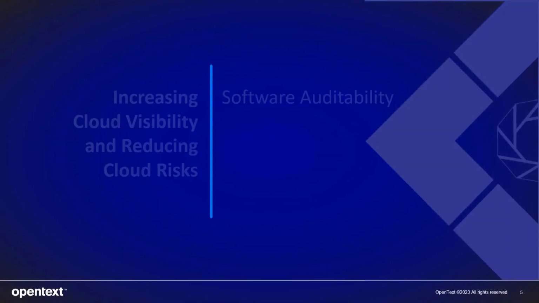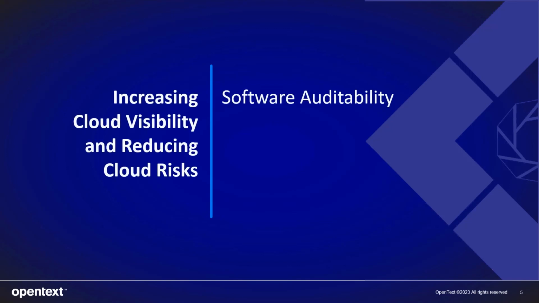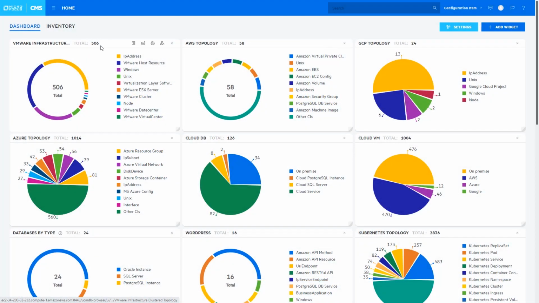The last use case we'll review is software auditability. This is something that you've actually been doing on premise by collecting the software that's installed on your servers and virtual servers. And as you move to the cloud, it's just as important to do it on those virtual servers as you've been doing it on premise. Let's take a look at what this is. In this case, we'll be moving to the software inventory page.